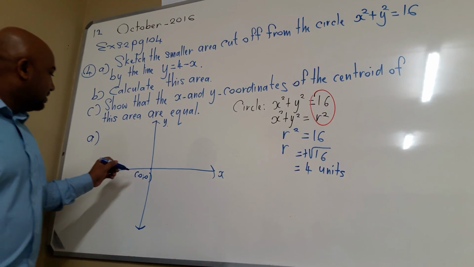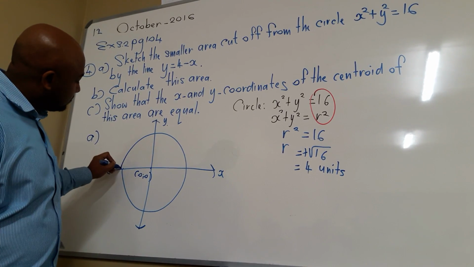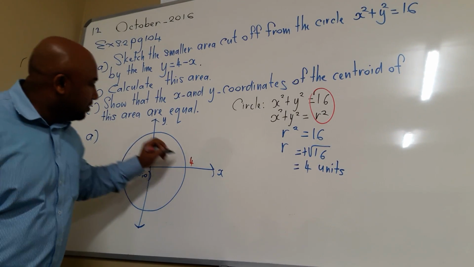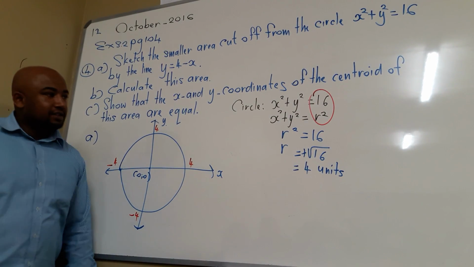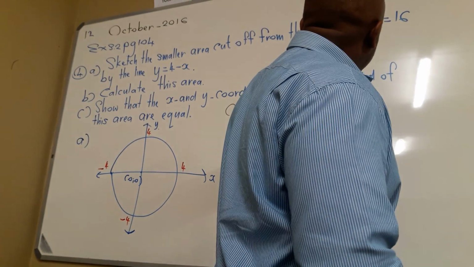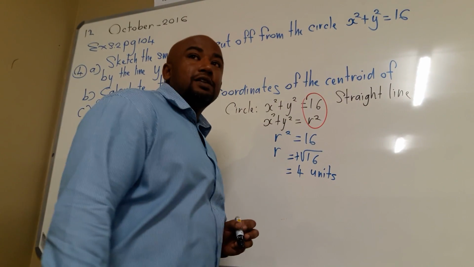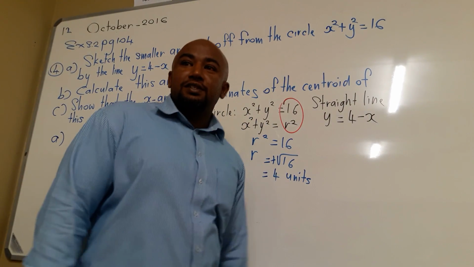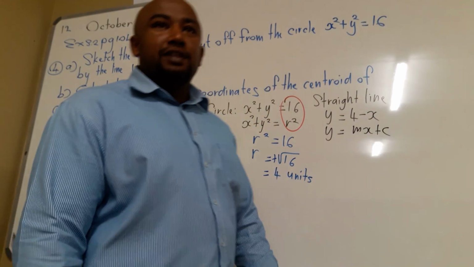Alright, so let's sketch the circle. So we have a radius from here to here that will be 4, 4, minus 4 and minus 4. Right, so now what else? The straight line. The straight line we have y is equal to 4 minus x. So this is in the form y is equal to mx plus c. That is your straight line.